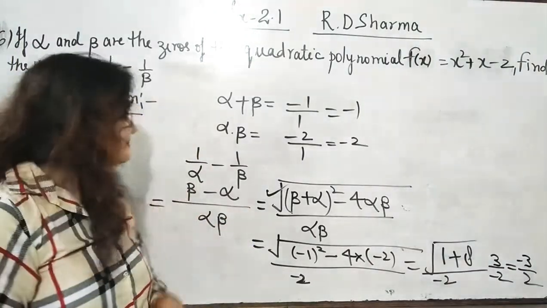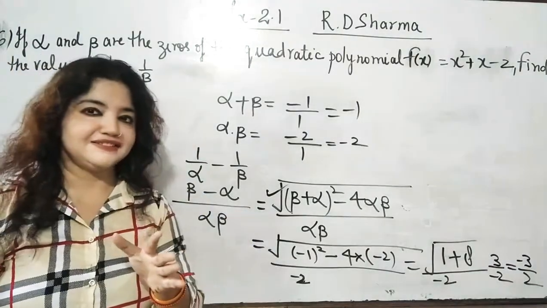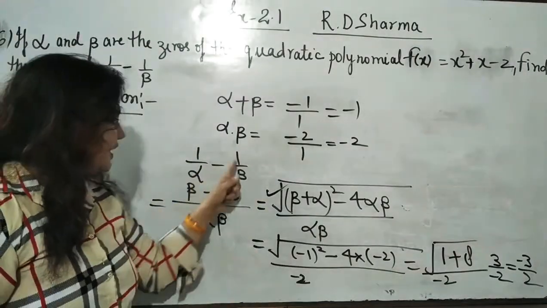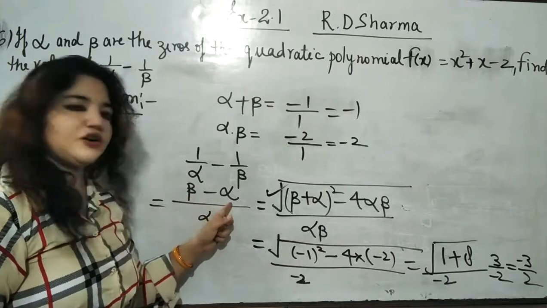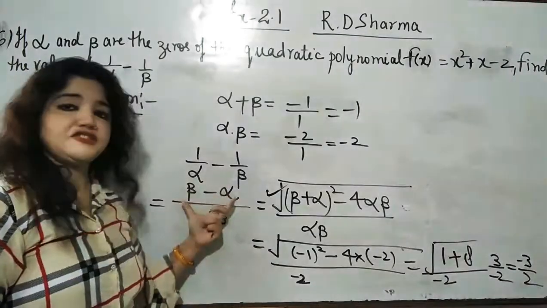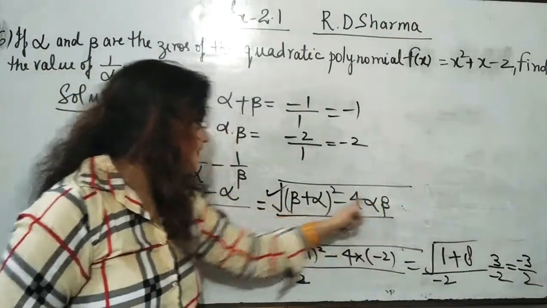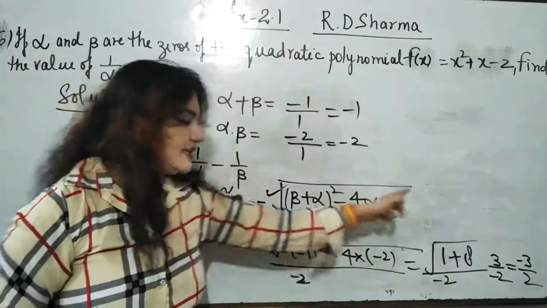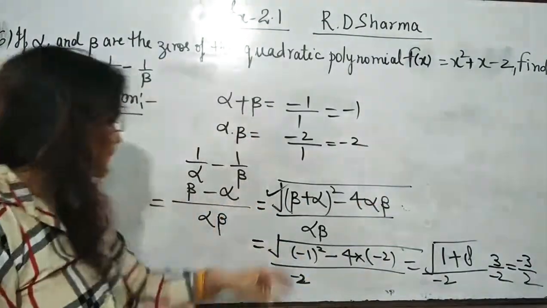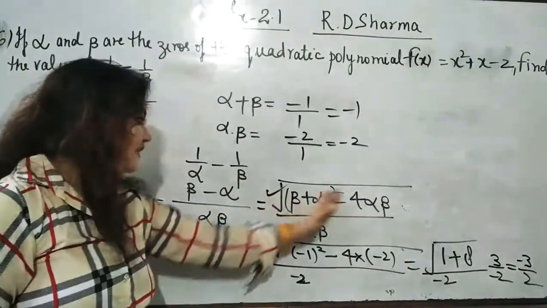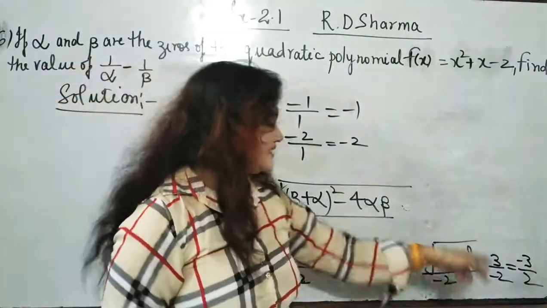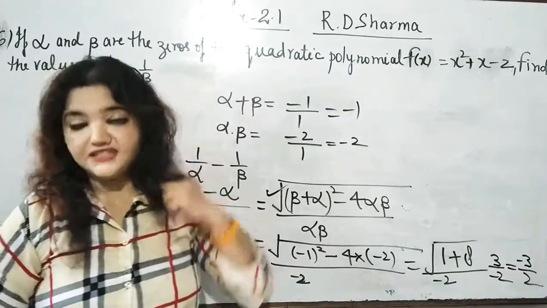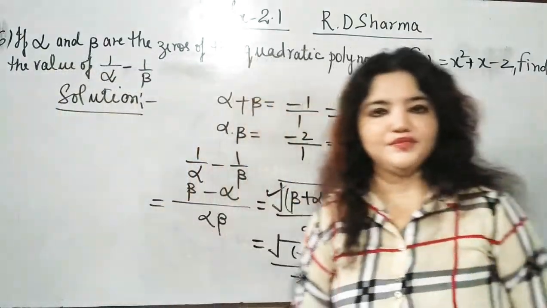Is that okay? Is there any confusion? Look again, we had to calculate 1 upon alpha minus 1 upon beta. We have taken LCM. We got beta minus alpha. And in the place of beta minus alpha, we can write this, because this is equal to beta minus alpha. How? I have shown you. And upon alpha beta. And now we have just put in the values. We solved it and we got minus 3 upon 2. Is that clear?